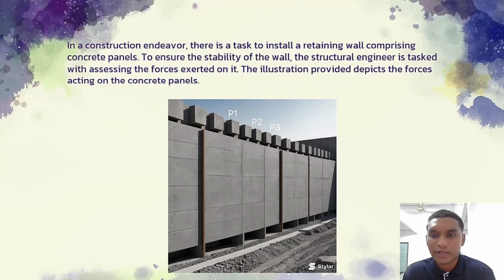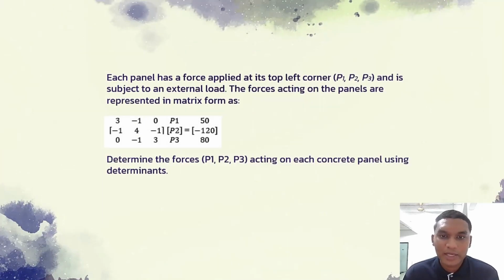The illustration provided depicts the forces acting on the concrete panels, which you can see below, P1, P2, P3. That is what we will call the concrete panels. Each panel has a force applied at its top left corner, P1, P2, P3, as you saw in the picture just now, and is subject to an external load. The forces acting on the panels are represented in matrix form as below. So determine the forces P1, P2 and P3 acting on each concrete panel using determinants.